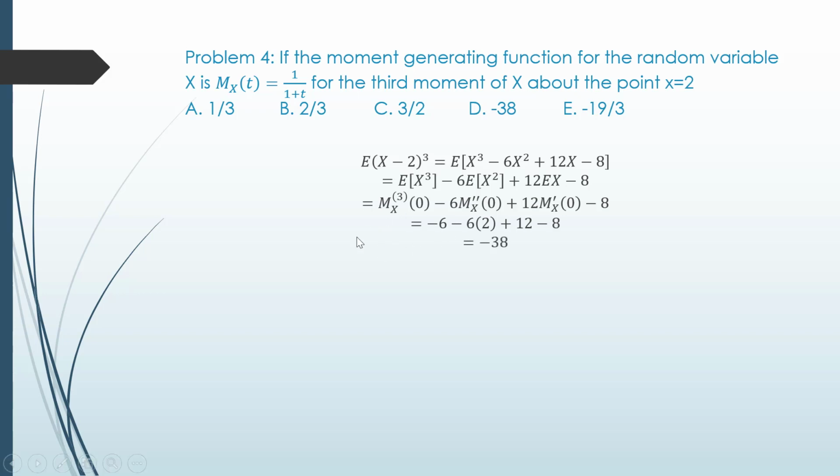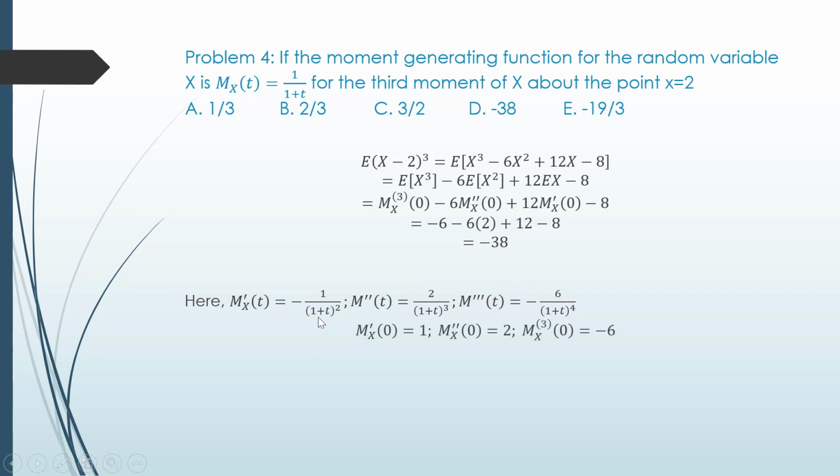So here I have the details of how to find the third derivative of M_X at the point 0, the second derivative at the point 0, and the first derivative. Because M_X of t is 1 over 1 plus t, M prime X of t is negative 1 over (1 plus t) squared. Then we take the derivative one more time and have the second derivative, and once more for the third derivative. Here we substitute 0 in. So the first term here is negative 1, and this is 2. It's negative 6, so we plug it in.